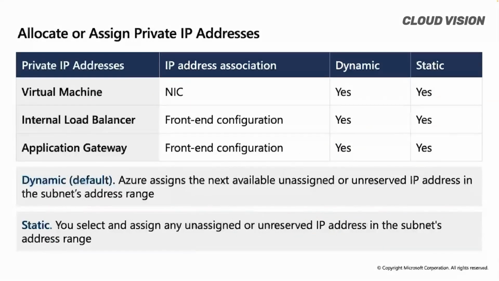When it comes to private IP addresses, again, this table shows how you can do the assignment. You can do either dynamic, which is the default. So dynamic assignment is set up by default, unless you want a static, then you must change that. In a VM, internal load balancer, or application gateway, both dynamic and static options are available. Okay.